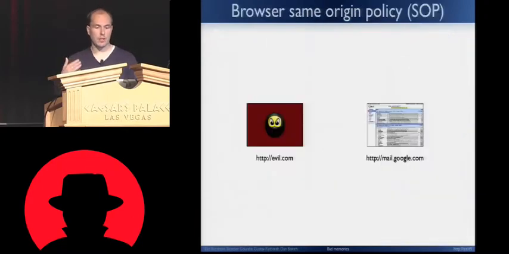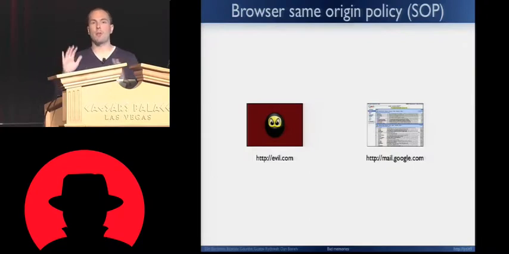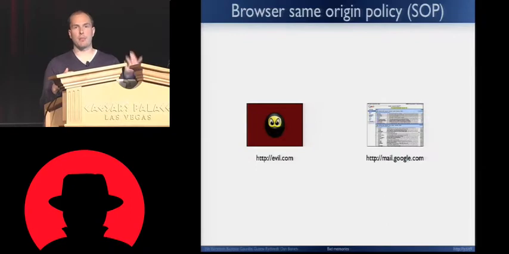The same origin policy is the security mechanism used by any modern browser to protect one origin from another. You are browsing multiple websites all the time because you have multiple tabs or windows, and what you want is to protect one origin, let's say your bank, from evil.com as we have on the screen.